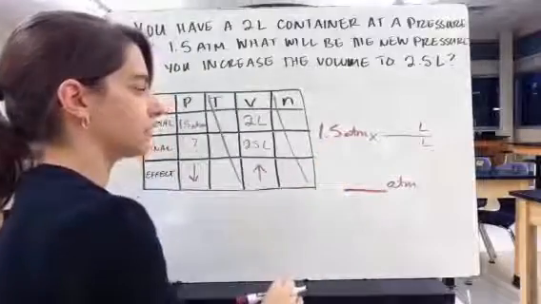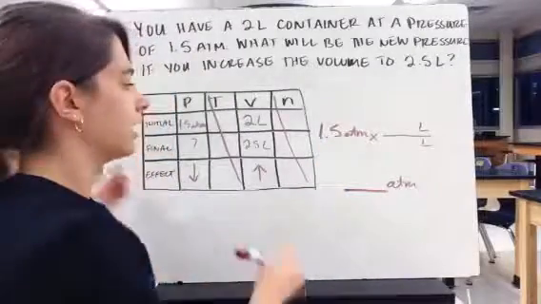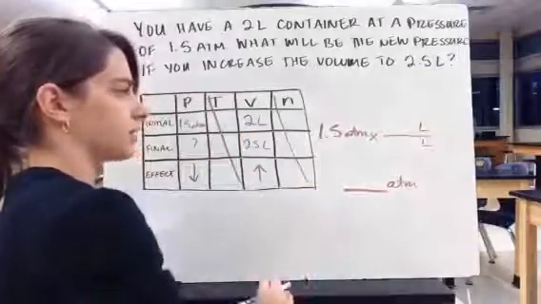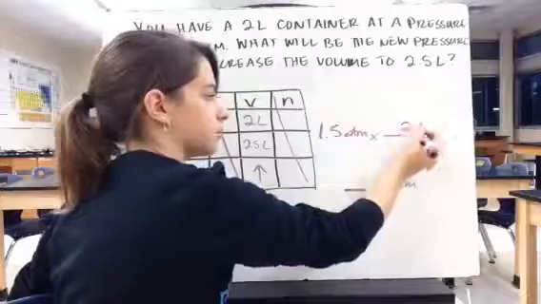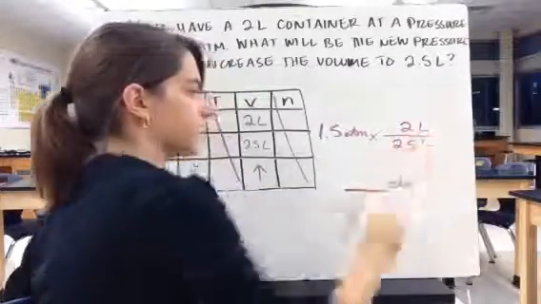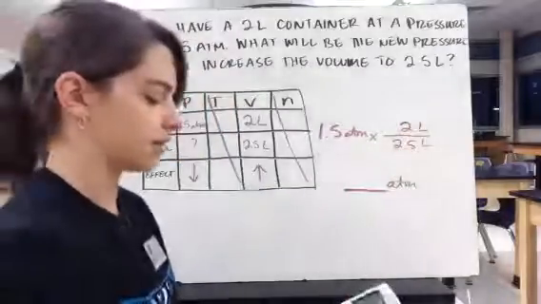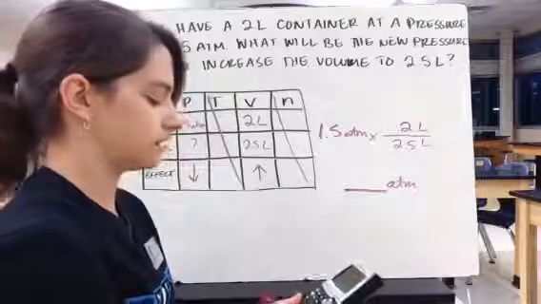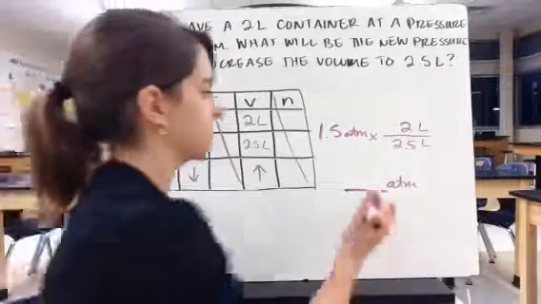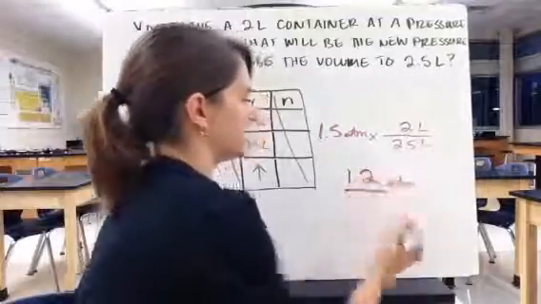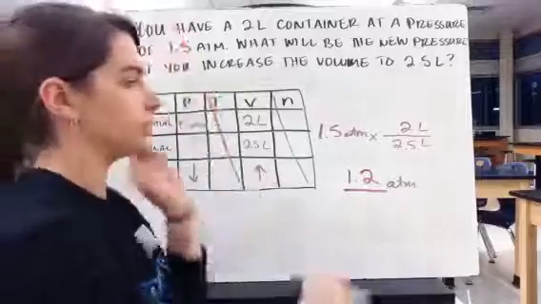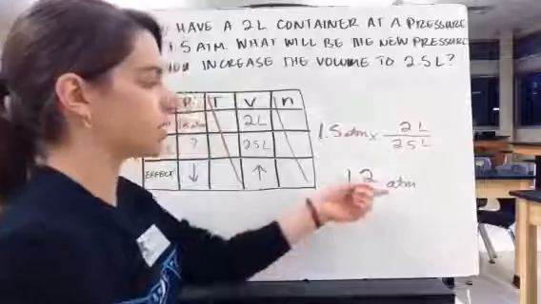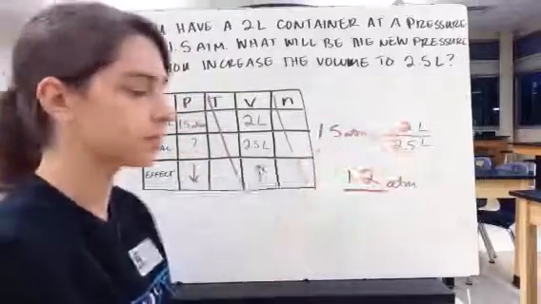So the question you need to ask yourself is, how can I put these two numbers in these spots to make this number go down? Well, you're going to put the smaller number over the bigger number. And then if we type it into our calculator, 2 divided by 2.5 times 1.5 gets you 1.2 atmospheres. So if you want your number to go down, you want the smaller number on top and the bigger number on the bottom. If we wanted this to go up, we'd flip them and go the other way.